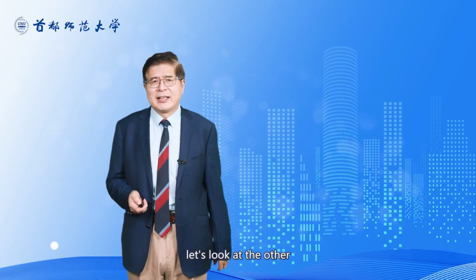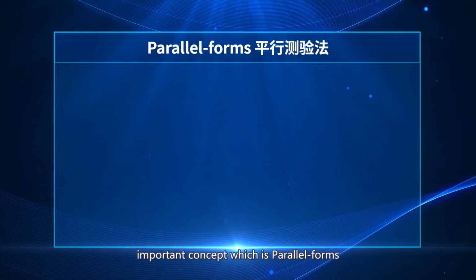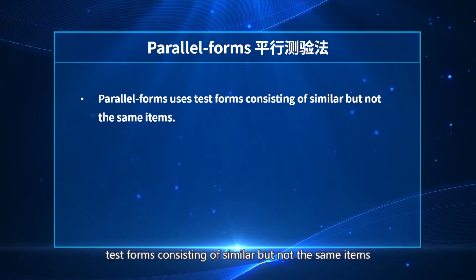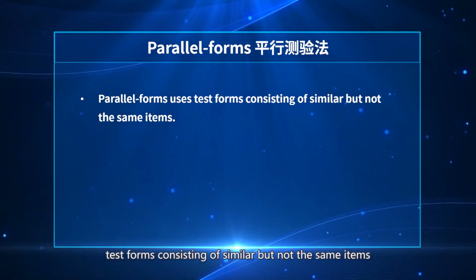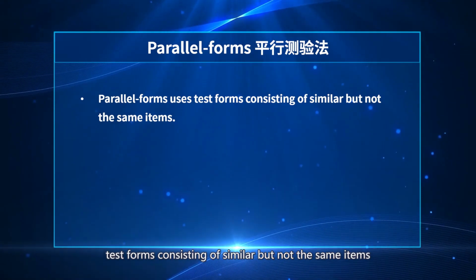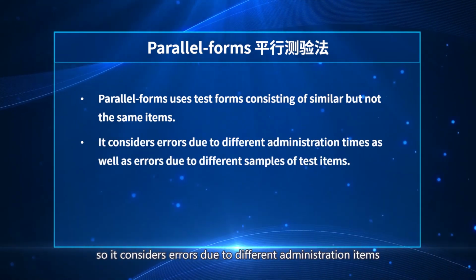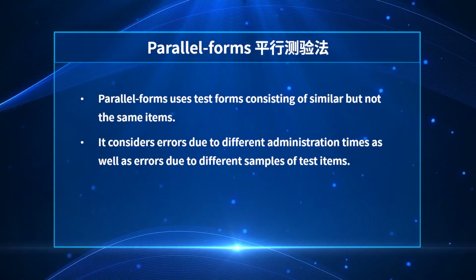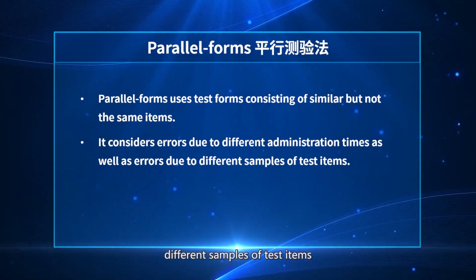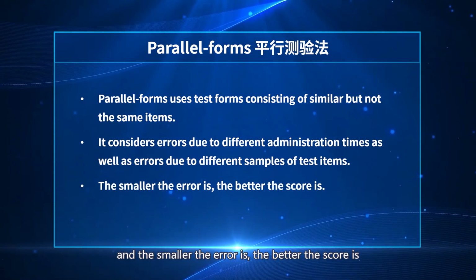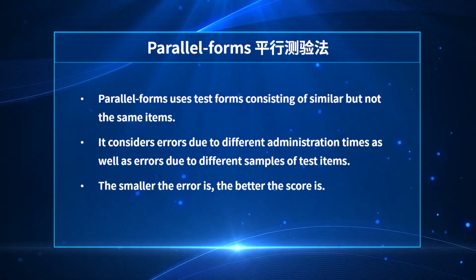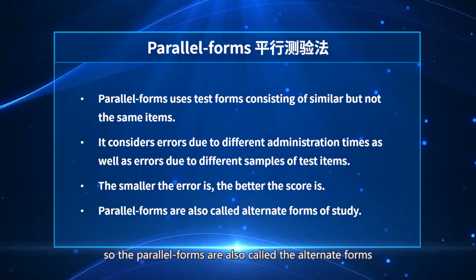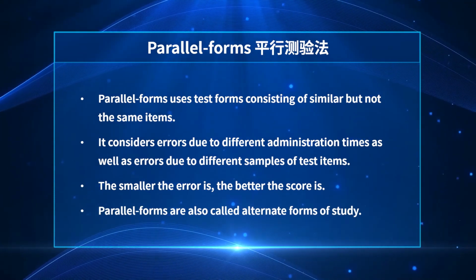Now, let's look at the other important concept, which is parallel forms. The parallel forms use test forms consisting of similar but not the same items. So it considers errors due to different administration times as well as errors due to different samples of test items. And the smaller the error is, the better the score is. So the parallel forms are also called the alternate forms of the test.